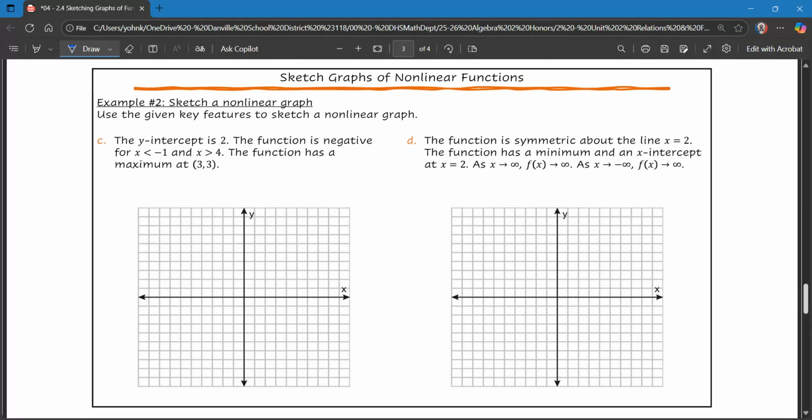In letter C, the y-intercept is 2, so that means go up 2, put a dot. The function is negative, that means below the x-axis, for x is less than -1 and x is greater than 4. So x is less than -1, it's below. And x is greater than 4, it's below. The function has a maximum at 3, 3. So 1, 2, 3, 1, 2, 3.